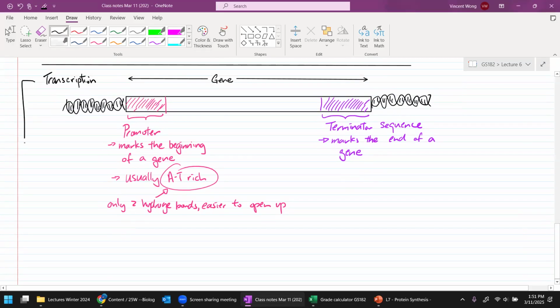Now, the process of transcription has three parts to it. Number 1 is initiation. Number 2 is elongation. And number 3 is termination.